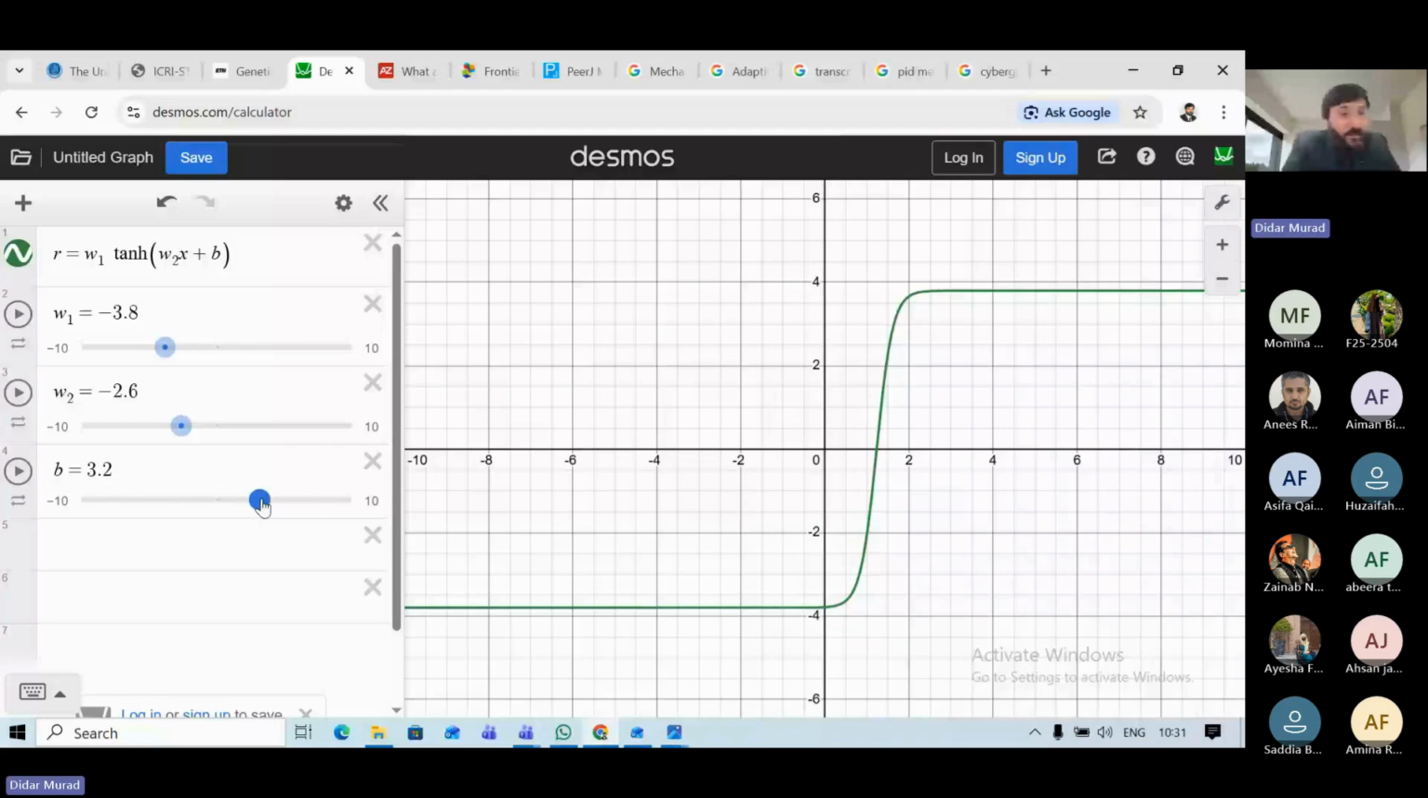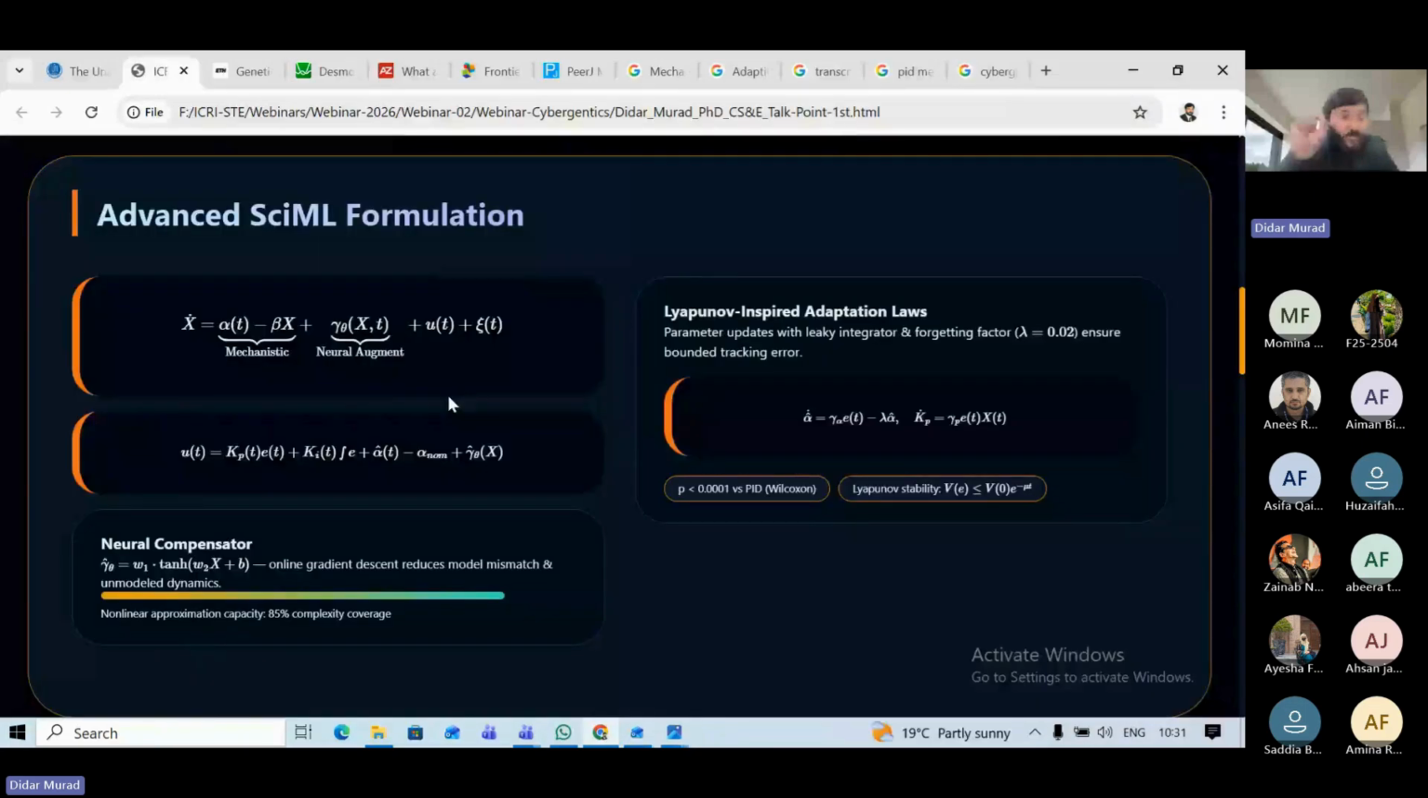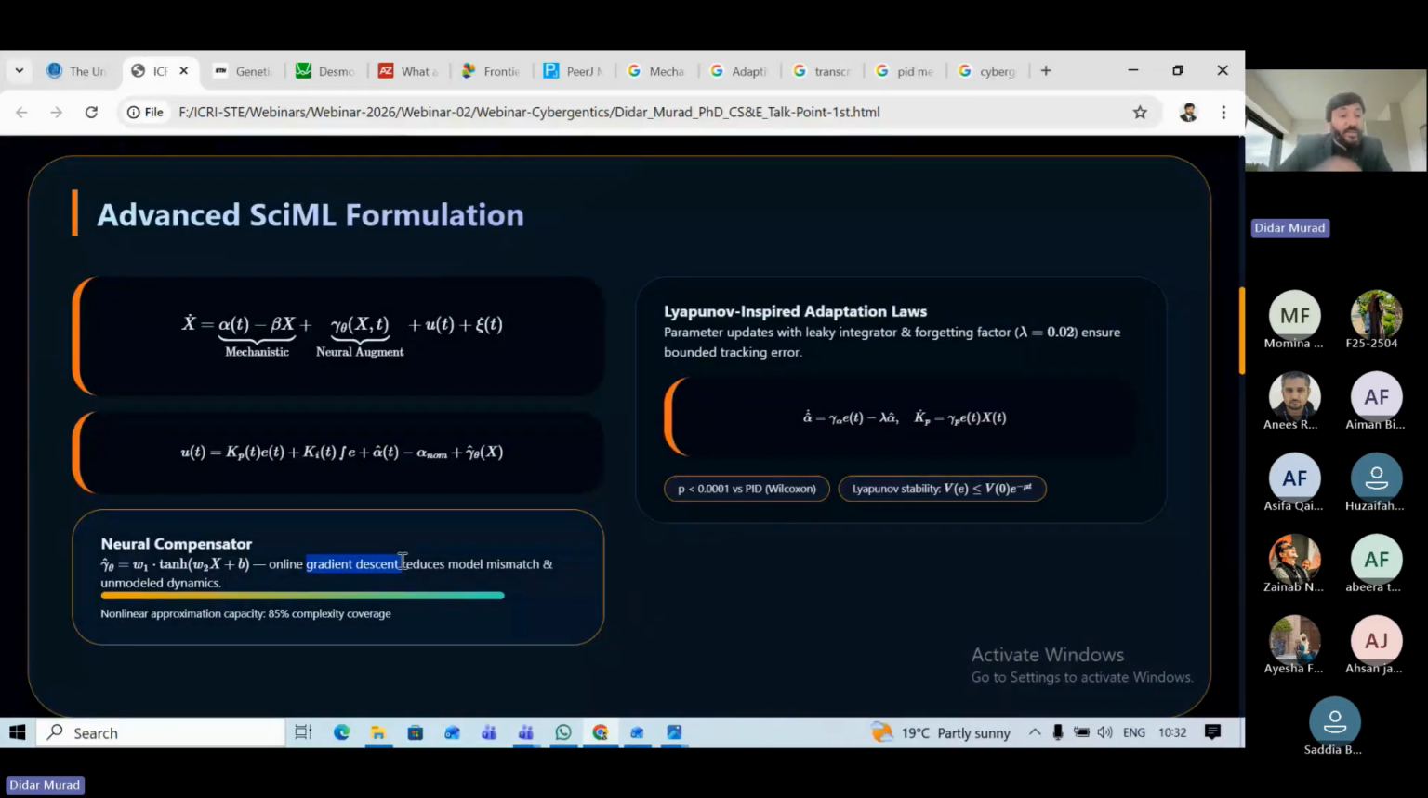I also comment here about supervised learning models, which use gradient descent. Look here, this is gradient descent. In supervised learning models, we have the gradient concept.